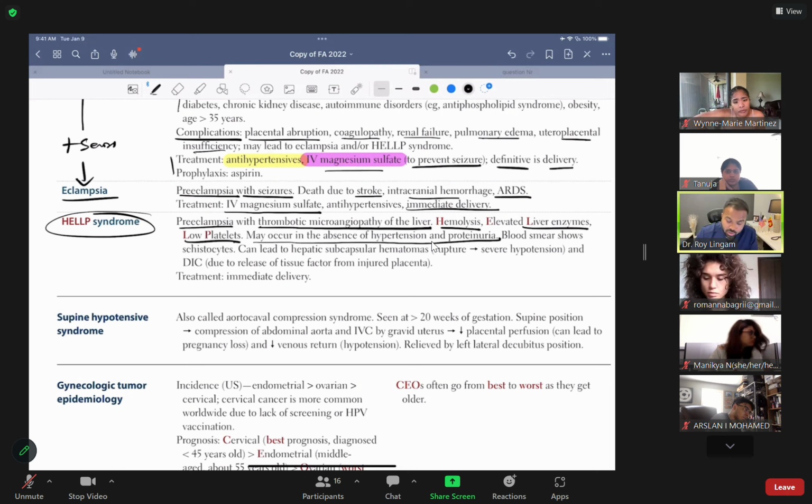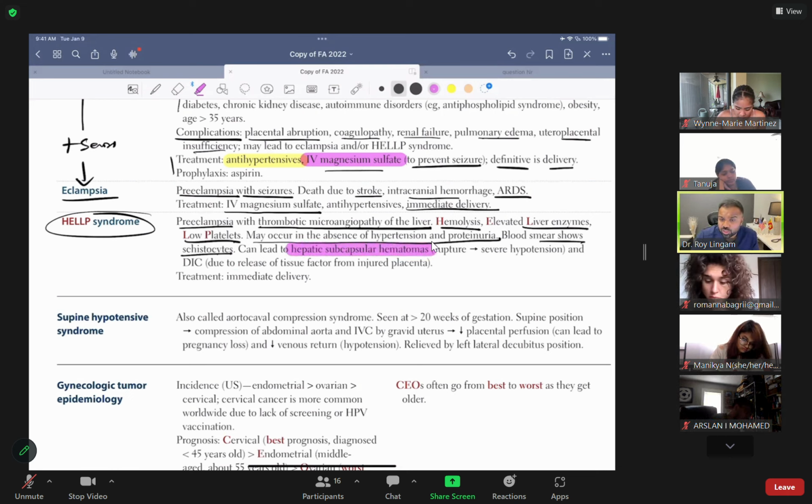It can happen. Blood smear shows schistocytes. That's broken red blood cells. This was asked once on a question: what could be the complication of HELLP syndrome? The answer is the rupture of a hepatic subcapsular hematoma. When people have HELLP syndrome, that could be a complication. It can rupture. When it ruptures, severe hypertension and possibly DIC.